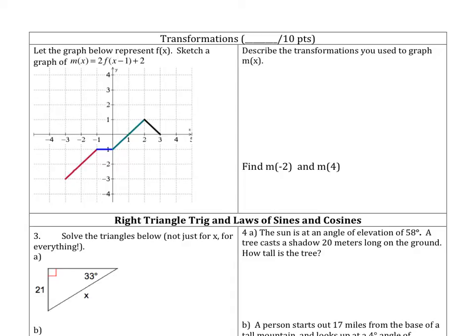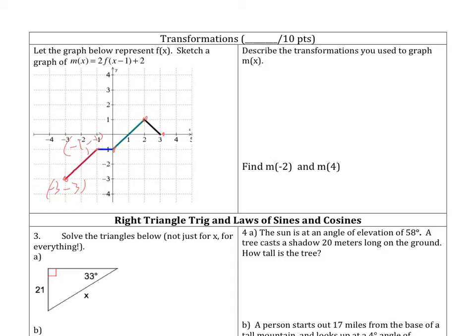I'm going to use my transformation notation, and I'm going to take a look at this. I'm going to go point by point to see where each of these points are going to end up. All right, so that's (-3, -3). We've got (-1, -1).